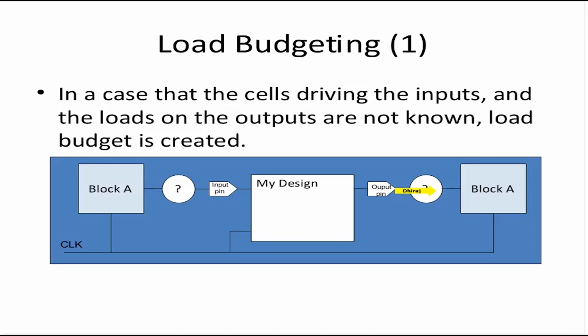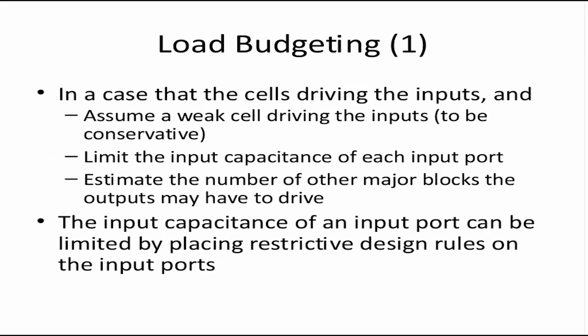I know the operating conditions. Operating conditions are more or less specific, but I do not know what kind of cells will drive my input. I do not know what kind of fan out my output will drive. How do we estimate in such cases? This estimation is called load budgeting.